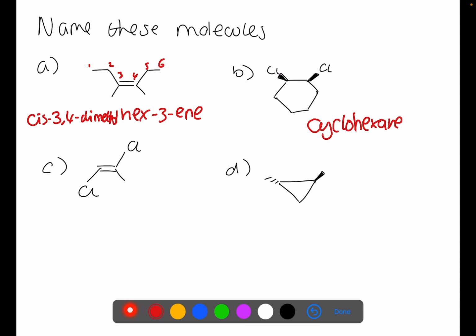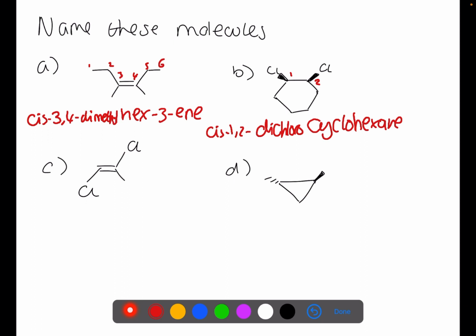You have two chlorine groups attached, so this is going to be dichloro. And for naming these, you just choose one of them to be number 1 and then number to keep the numbers as low as possible. So we have 1 and 2, and these are both facing towards you, so this is going to be another cis isomer. So cis 1,2-dichlorocyclohexane.